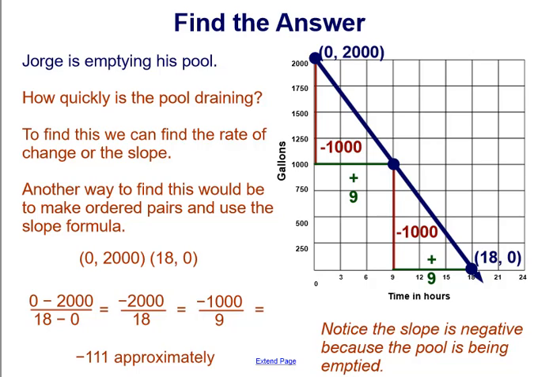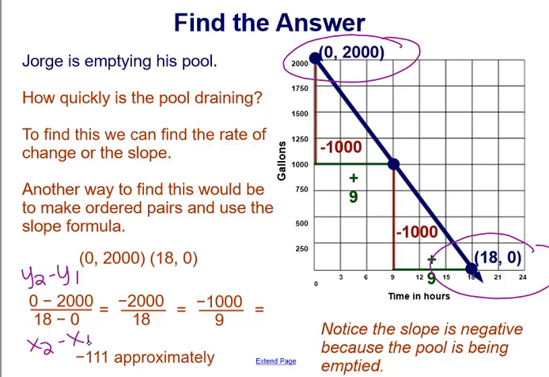Another way to find this would be to identify ordered pairs and use the actual slope formula if you don't want to count the rise over run. So let's say we use the 2 points of the y-intercept (0, 2,000) and the x-intercept of (18, 0). If we use our slope formula, remember that's y2 minus y1 over x2 minus x1. And we have x1 is 0 and y1 is 2,000, x2 is 18 and y2 is 0.